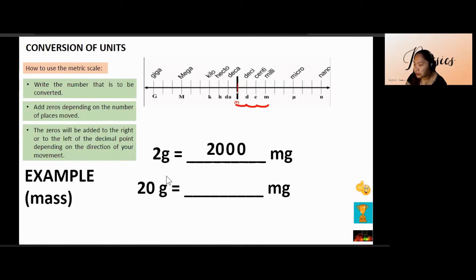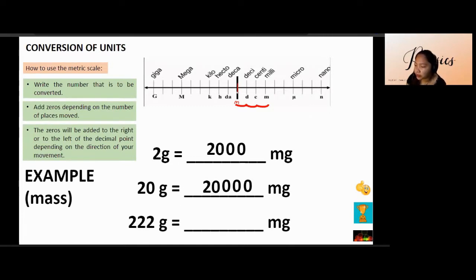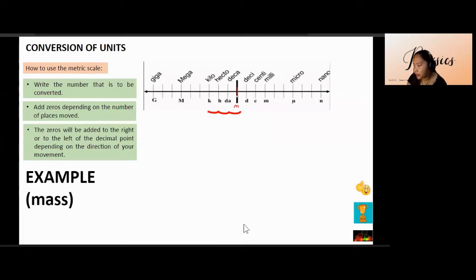Okay, so just fill in the places with zeros. 20. So the decimal point is after 0 here in the 20. So 20, and you just need to add 3 more places to the right. 1, 2, 3. So that's 20,000. How about 222 grams? You need to add 3 places to the right. Okay, so 222,000 milligrams. How about the other way around?